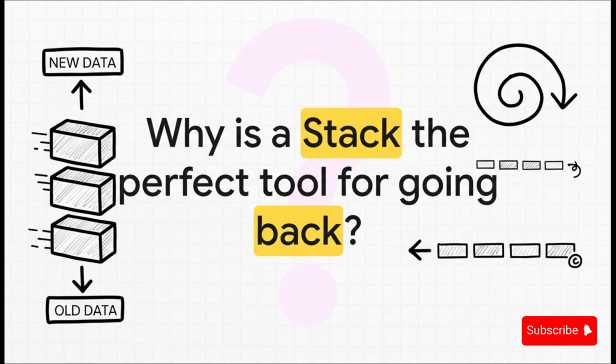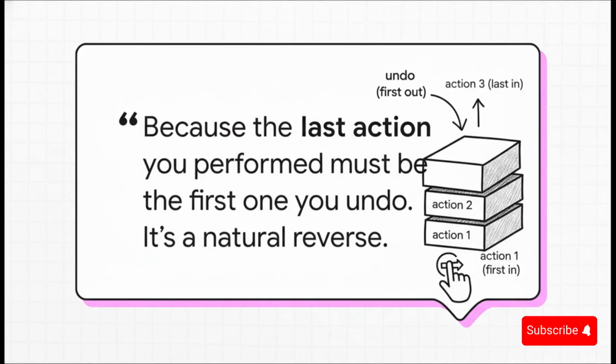Why is a stack, with its whole last in, first out rule, the absolute perfect tool for managing this history? And boom, this is the answer. It's so elegant. When you hit undo, you don't want to get rid of the very first thing you did an hour ago, right? Of course not. You want to undo the very last thing you just did. The last action you put in must be the first action you take out. It is a natural, perfect match for the LIFO principle.